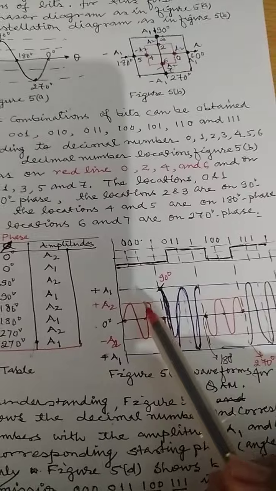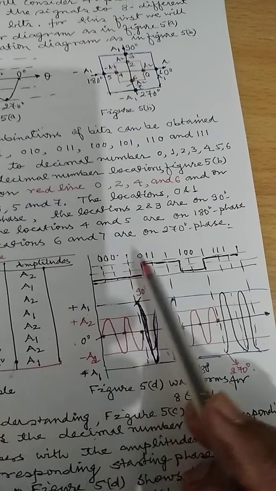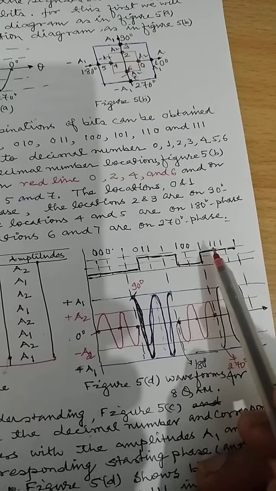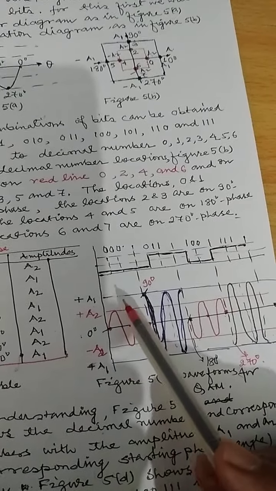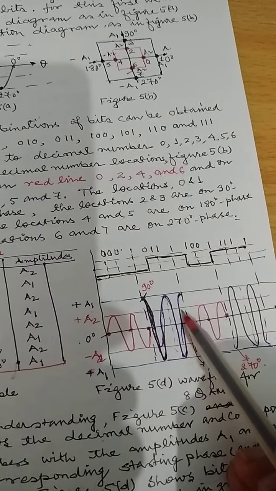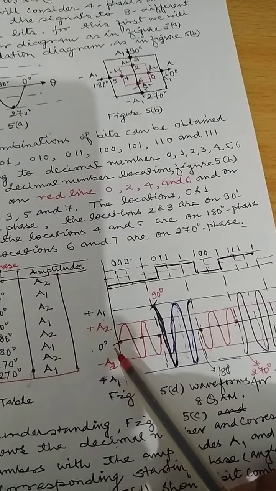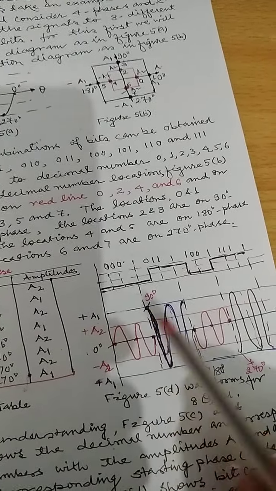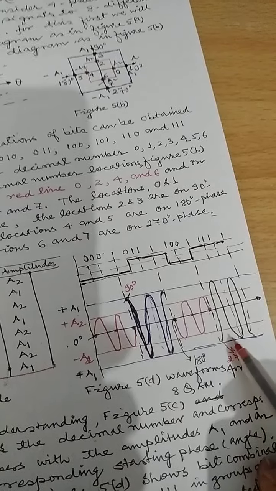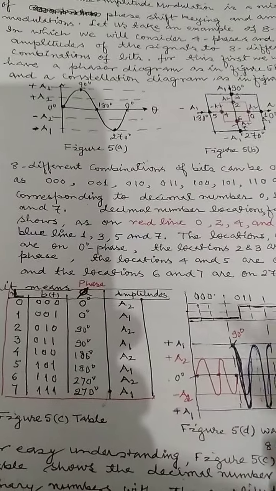Likewise we are transmitting the sequence 000, 011, 100, 111, where 2 amplitudes of the waveform have been used, whereas 4 angles we have used: 0 degree, 90 degree, 180 degree, 270 degree. Likewise, this can be made. Thank you very much.